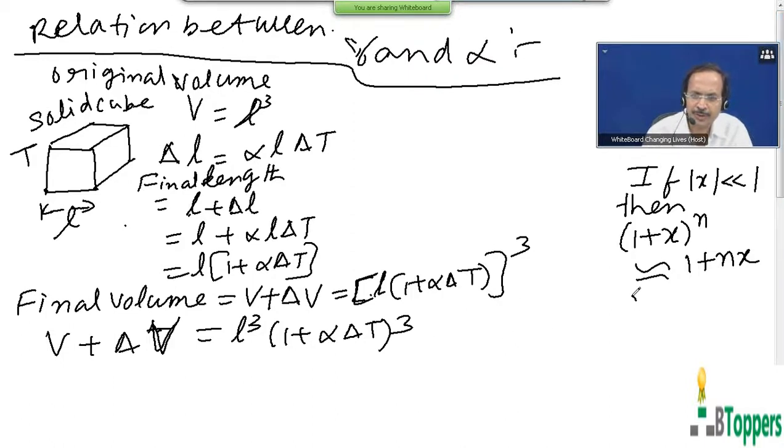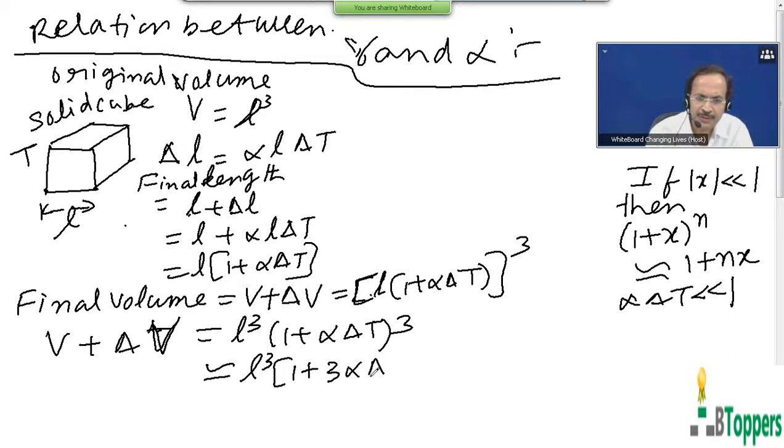Here in this case, the product alpha into delta T in practice will be much less than 1. So we can use this approximation. So this can be written as L cube into 1 plus 3 alpha delta T nearly. That means we are neglecting the terms containing alpha square and alpha cube. So on the left hand side, we can write V plus delta V.